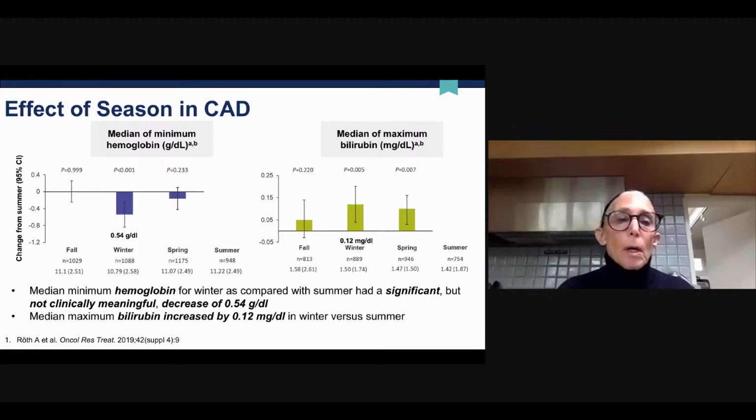It's subtle. This is from Alexander Röth's paper, and you could see that the change from summer to winter does cause a decrease in the hemoglobin in these patients with cold agglutinin disease, and that is less in spring, goes away in summer, and you could see the bilirubins go up as well in the winter. They're lower in the fall, and they start coming down in the spring.